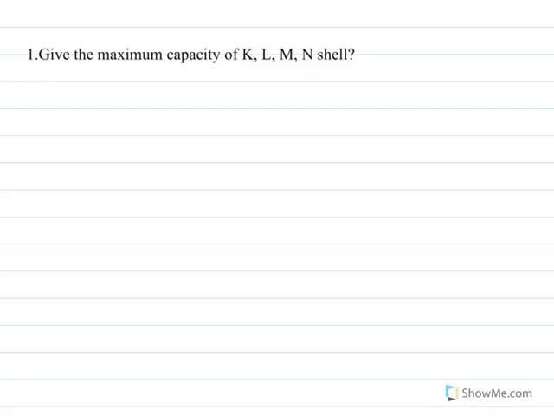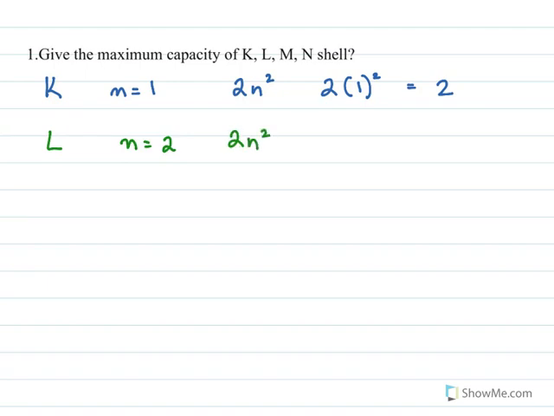Give the maximum capacity of each of the orbits. So when it comes to K, we know n equal to 1. The formula is 2n square. So 2, 1 square, maximum capacity 2. Next is the L, second orbit, n equal to 2. Formula 2n square, 2, 2 square, and that is 8.